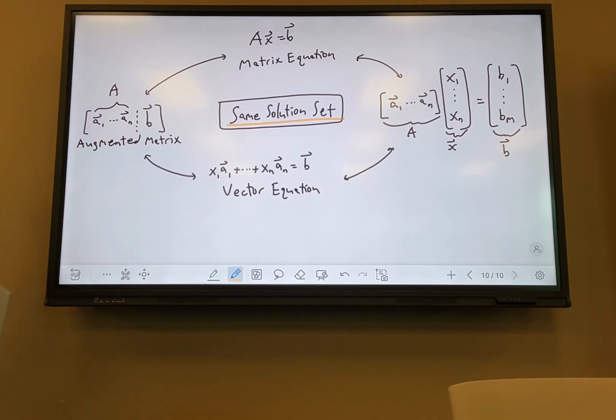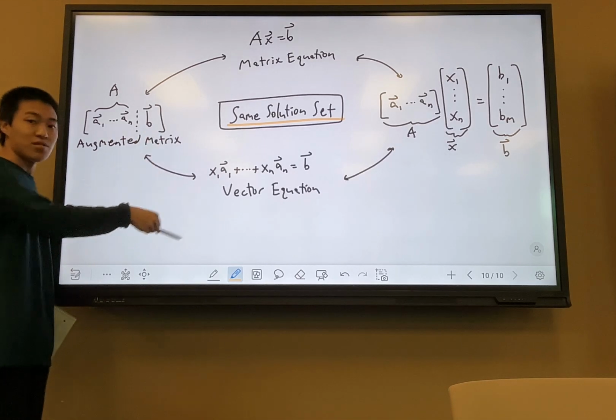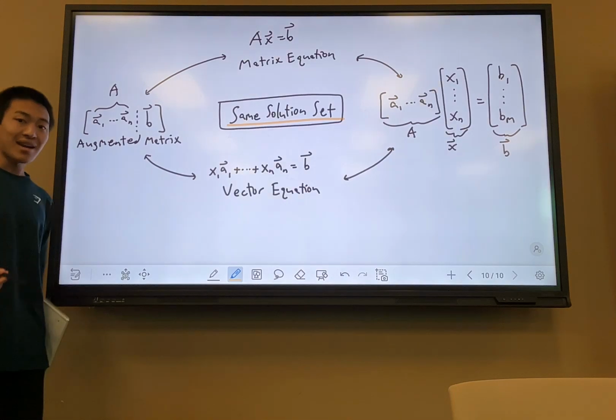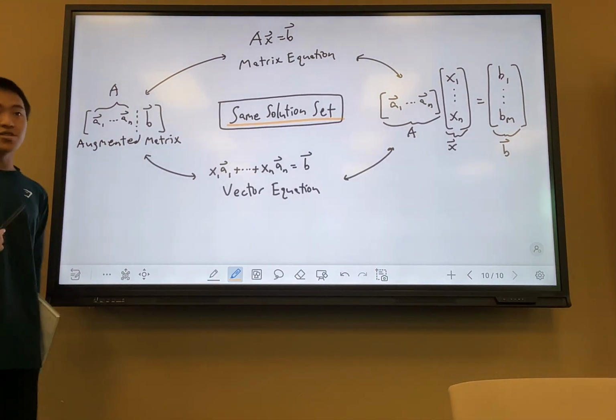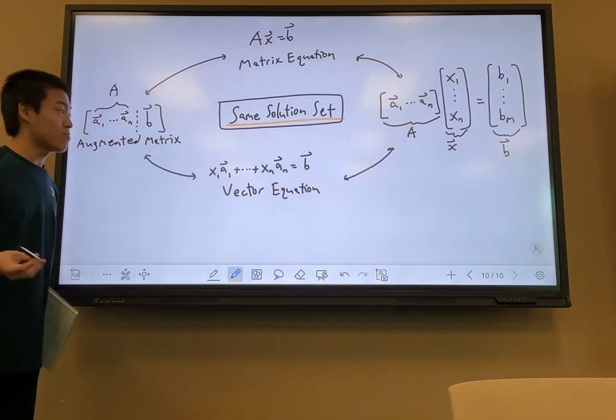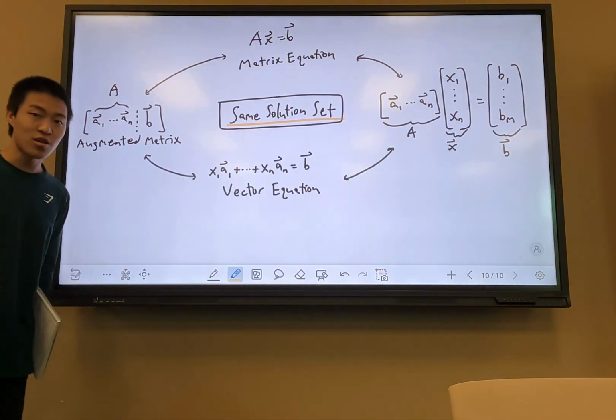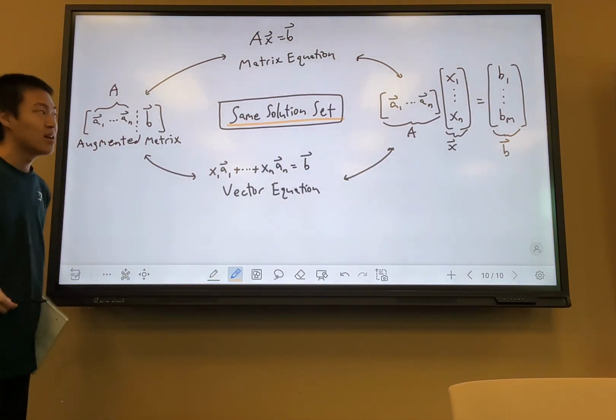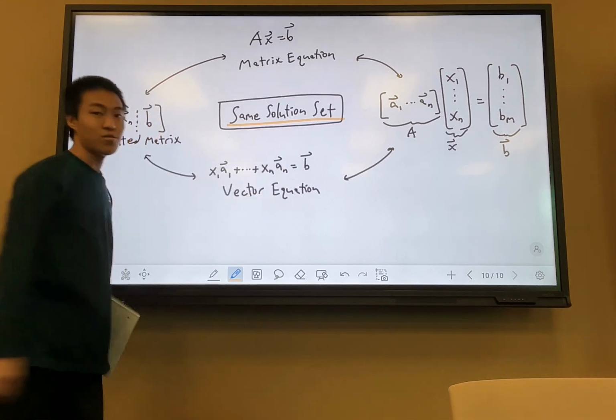This is really important. Be able to switch between these, because certain facts about matrix equations seem interesting, but in reality they're restatements of things we already know from the other perspectives, since they all have the same solution set.